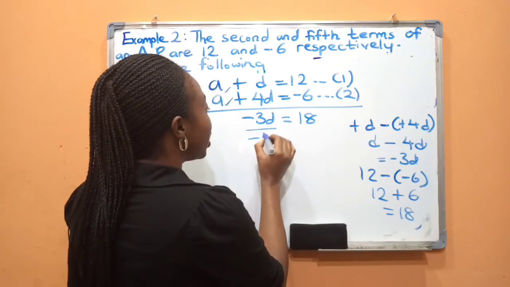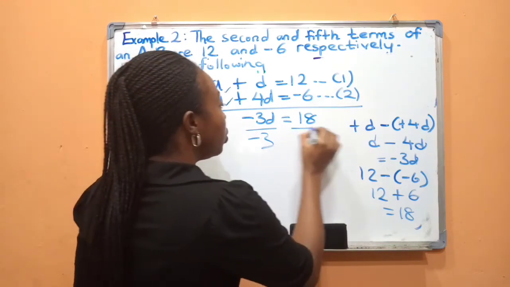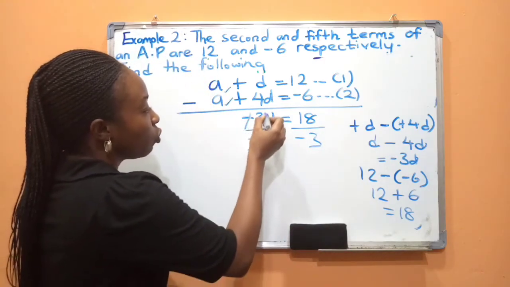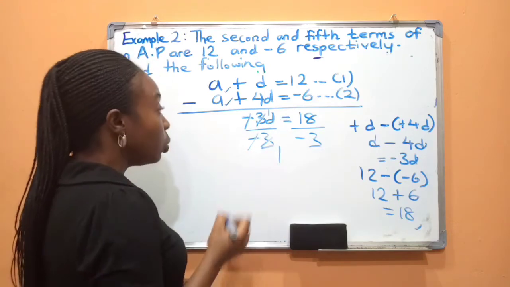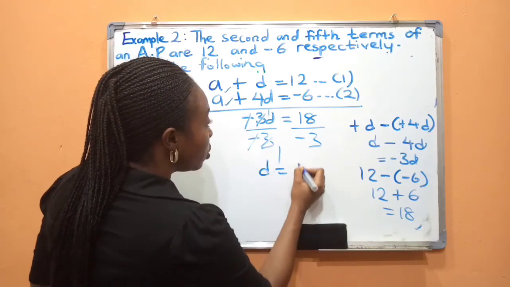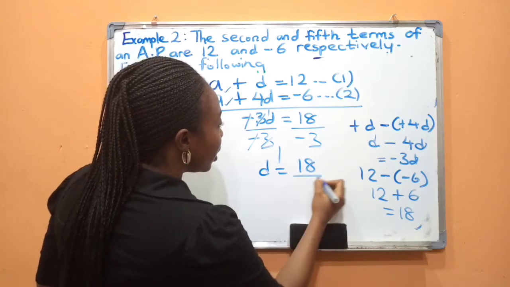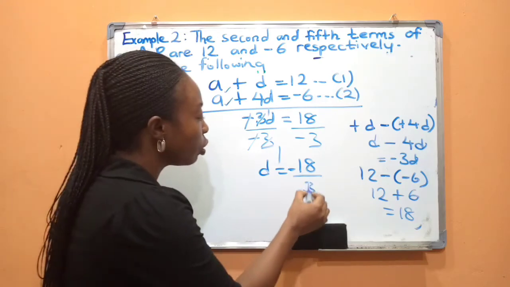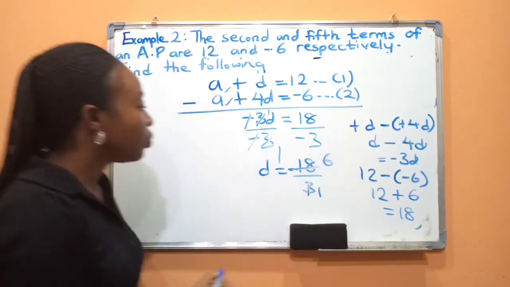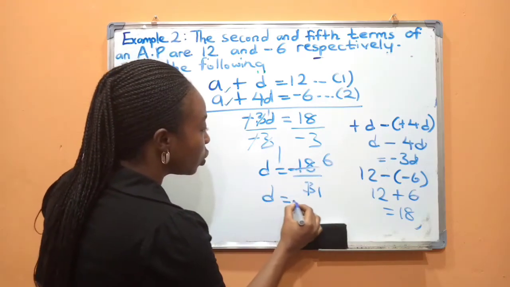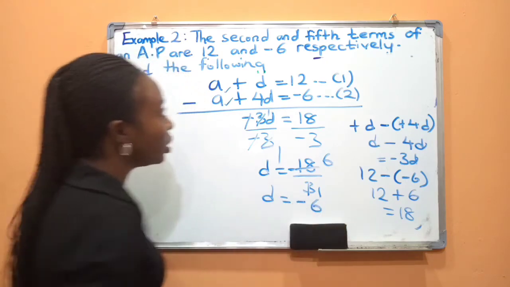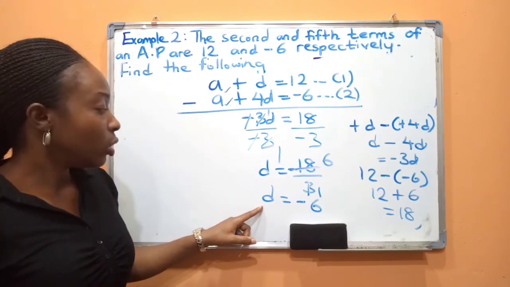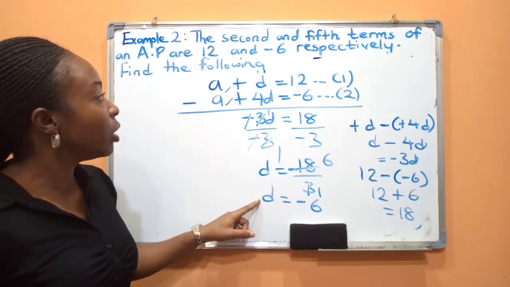So we divide both sides by the coefficient of d, which is minus 3. So this cancels out. We are now going to be left with d equals 18 divided by minus 3. Remember to carry along the minus sign. So 3 goes into 3 once, 3 goes into 18 six times. So the value of d is equal to minus 6. So what this means is we have been able to find the common difference, which is minus 6.